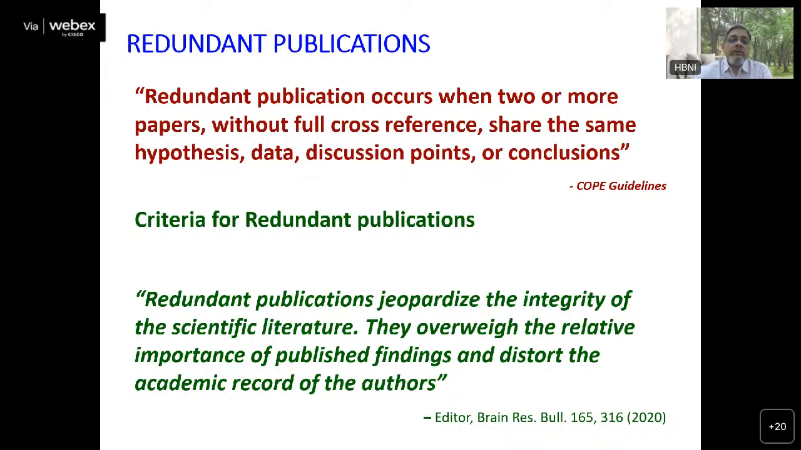So because of these things, the redundant publications actually put into question the integrity of scientific literature. Okay. And they also overweigh the relative importance of published findings because they are all duplicated. And finally, of course, the CV of the authors, the academic record, is rather distorted.